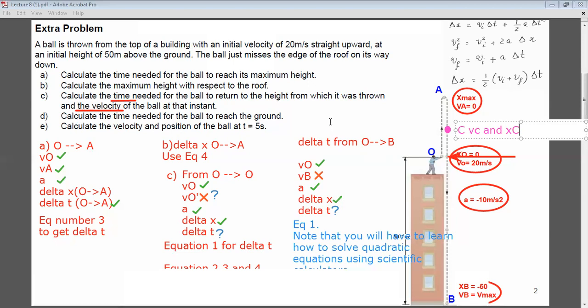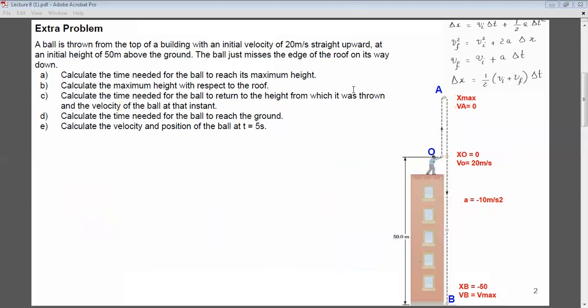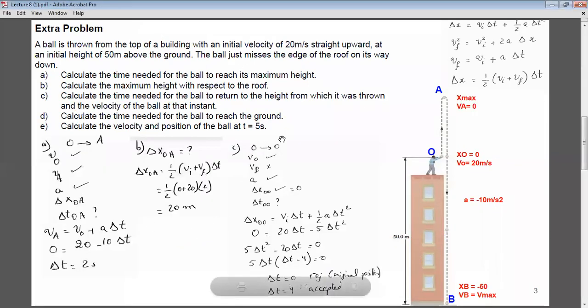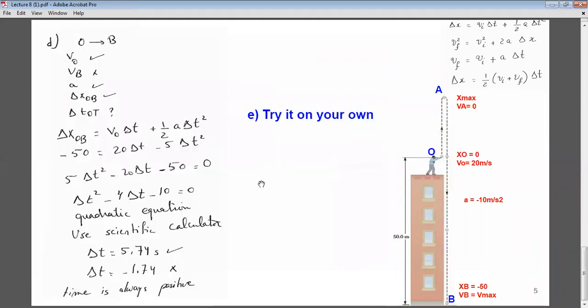All answers are found in the following slide. You find all the solutions here, here and here. They are all solved except for part E. We will solve it together tomorrow during the live session.